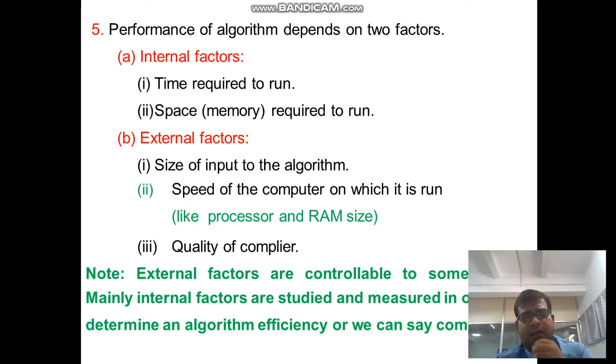Next one, the external factor. In the external factor, there is the size of the input to the algorithm, speed of the computer like processor and RAM size, and quality of the compiler. So keep one thing in mind, that external factors we can control and manage, means we can use a high size of RAM and the latest processor, so our system speed is increased. But internal factors we can't manage, so when we measure the performance of an algorithm, we study the internal factors. Mainly internal factors are studied and measured in order to determine an algorithm's efficiency.